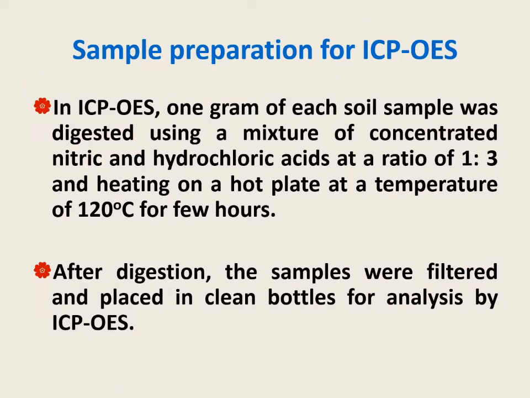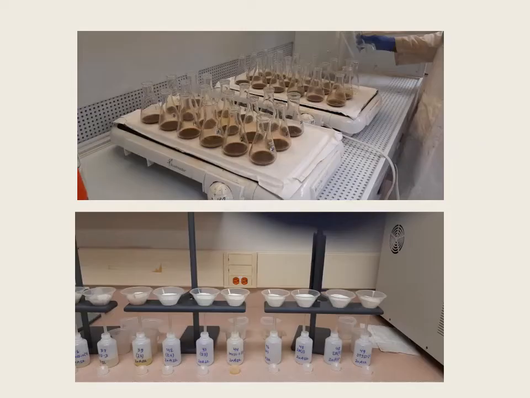Sample preparation for ICP-OES. In ICP-OES, 1 gram of each soil sample was digested using a mixture of concentrated nitric and hydrochloric acid at a ratio of 1:3 and heated on a hot plate at a temperature of 120 degrees Celsius for a few hours. After digestion, the samples were filtered and placed in clean bottles for analysis by ICP-OES, as this figure shows for sample preparation for ICP-OES.